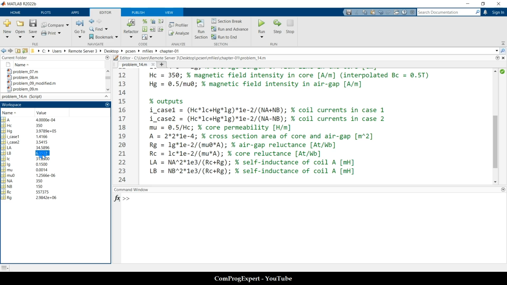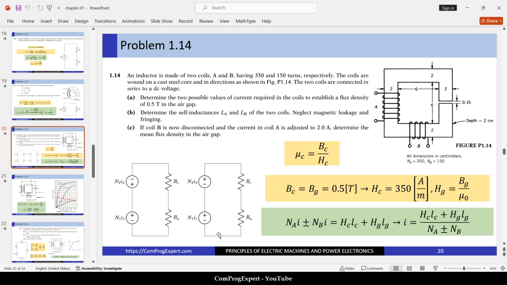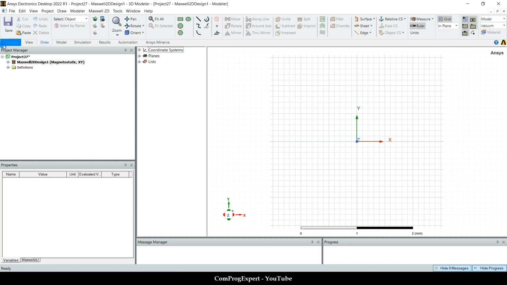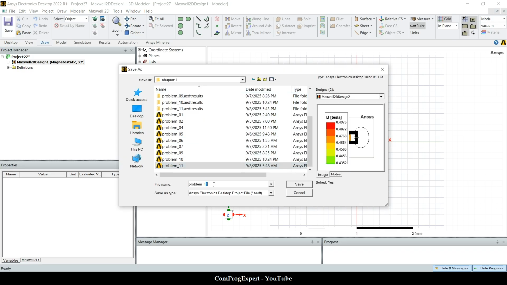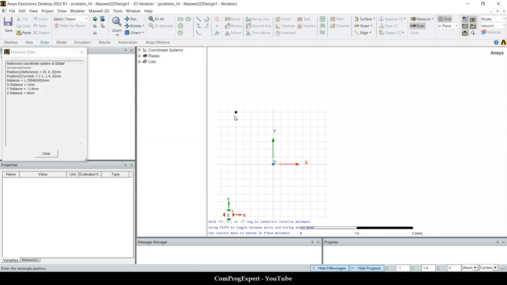So can we solve this problem using ANSYS Maxwell to realize the value of inductance for phases A and B, to learn this concept in depth, right? Let's generate the model here. I add a new 2D design. Let me save the model. Okay, this is problem 14.